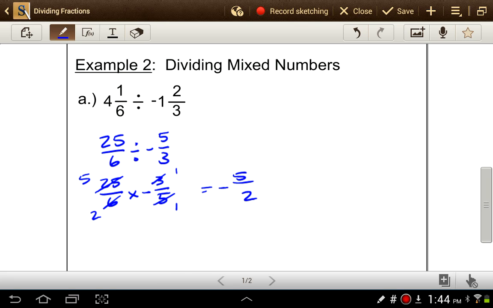I do want to turn this into a mixed number. Okay, the only time I can't is if there's a variable, which there's not in these. So I turn these in. So I'm going to get negative 5/2 turns into negative 2 1/2. And that's my answer. Okay. All right, if you need to pause that, go ahead. I'm going to move on to my next example.